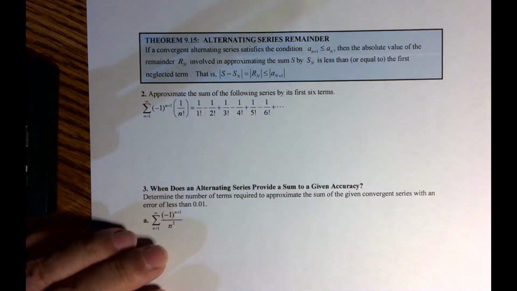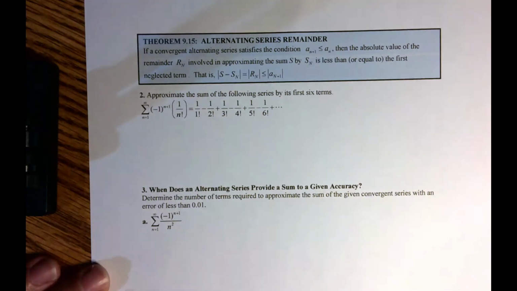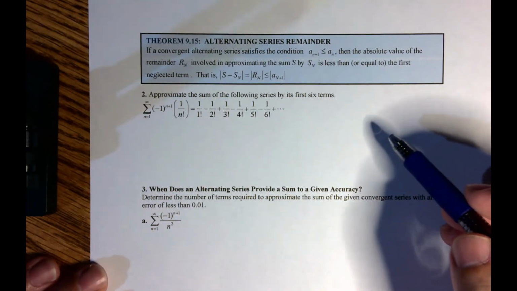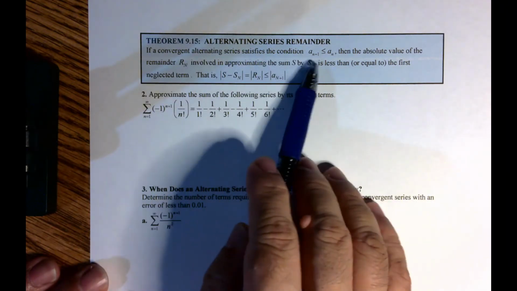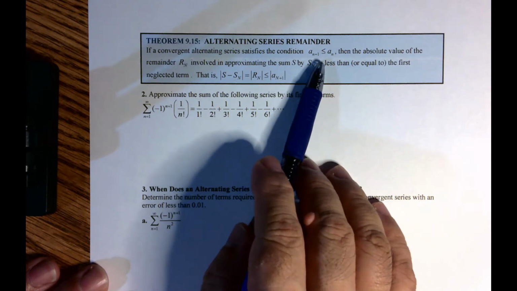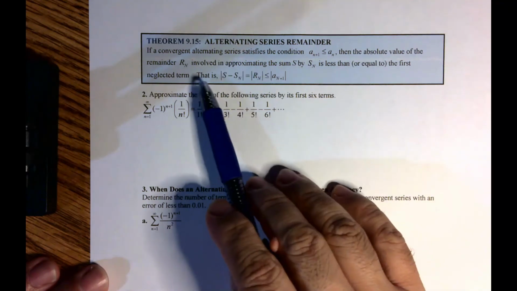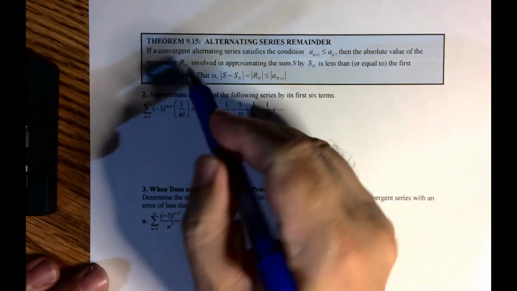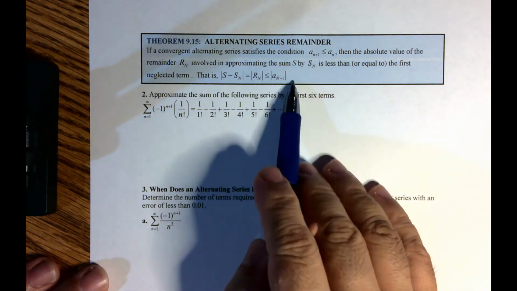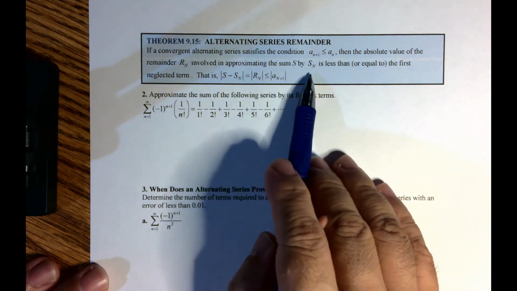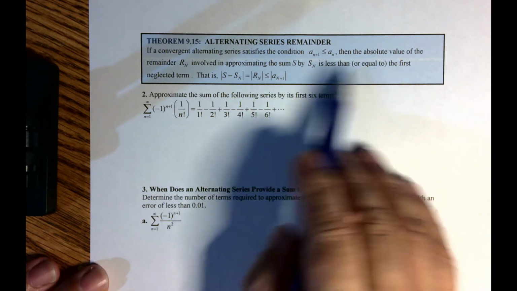This is page 227 of our alternating series chapter section. All right. If a convergent alternating series satisfies that condition, which it needs to be converging, then the absolute value of the remainder Rn, so this is defining what Rn is, involved in approximating the sum S. So S is the actual sum, and Sn is the nth partial sum, is less than or equal to the first neglected term.